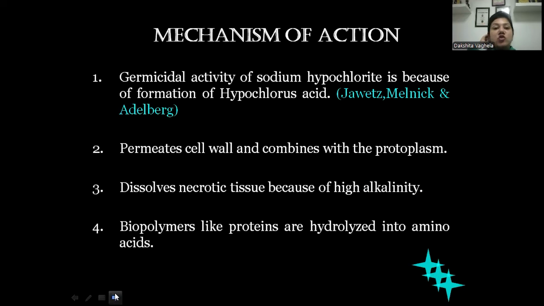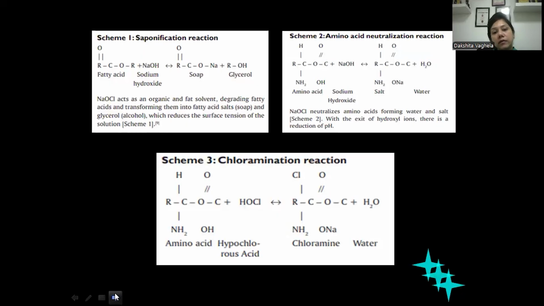So what is the mechanism of action of sodium hypochlorite? Basically it has a germicidal mechanism of action. This germicidal action is mainly because of the formation of hypochlorous acid. This acid permeates the cell wall and combines with the protoplasm. This dissolves the necrotic tissue, and there are basically three steps taking place: saponification, amino acid neutralization, and chloramination reaction. These three sum up the mechanism of action of sodium hypochlorite.